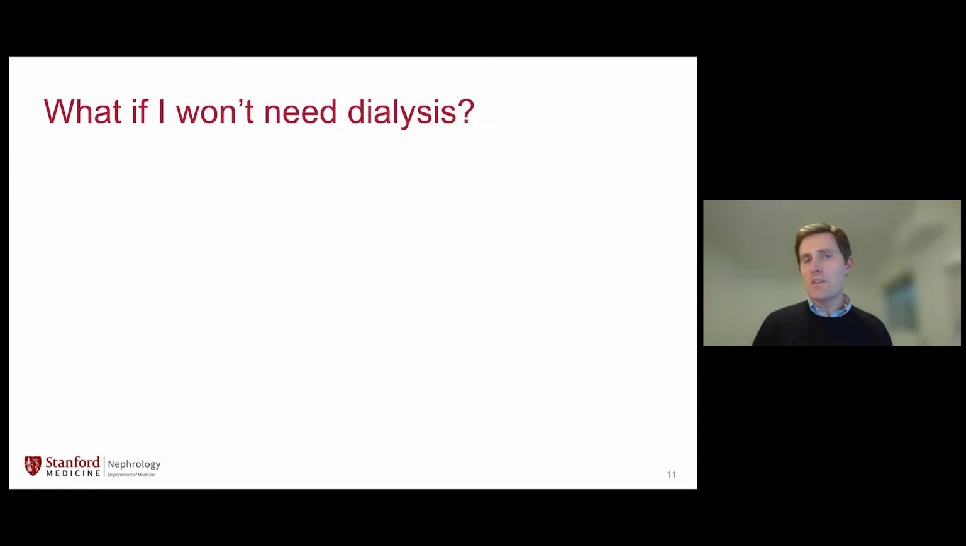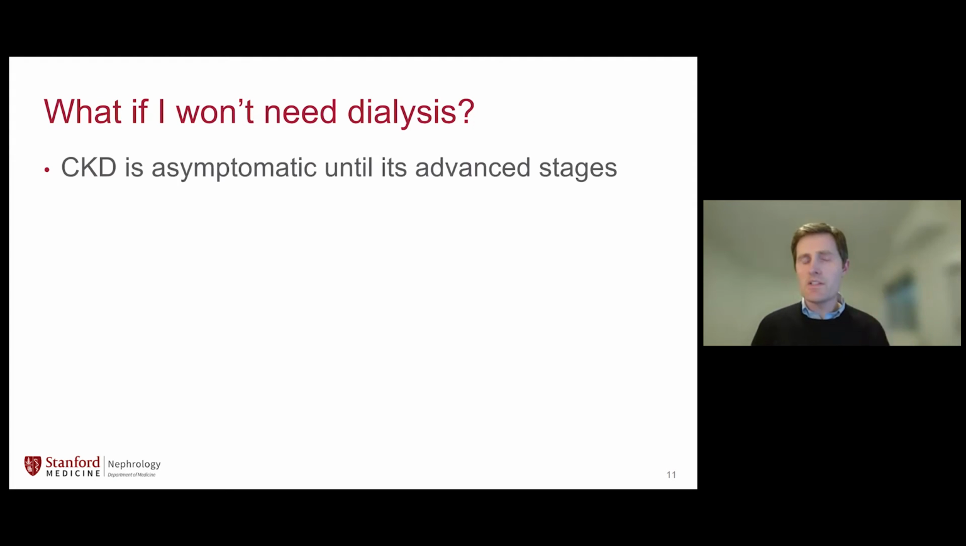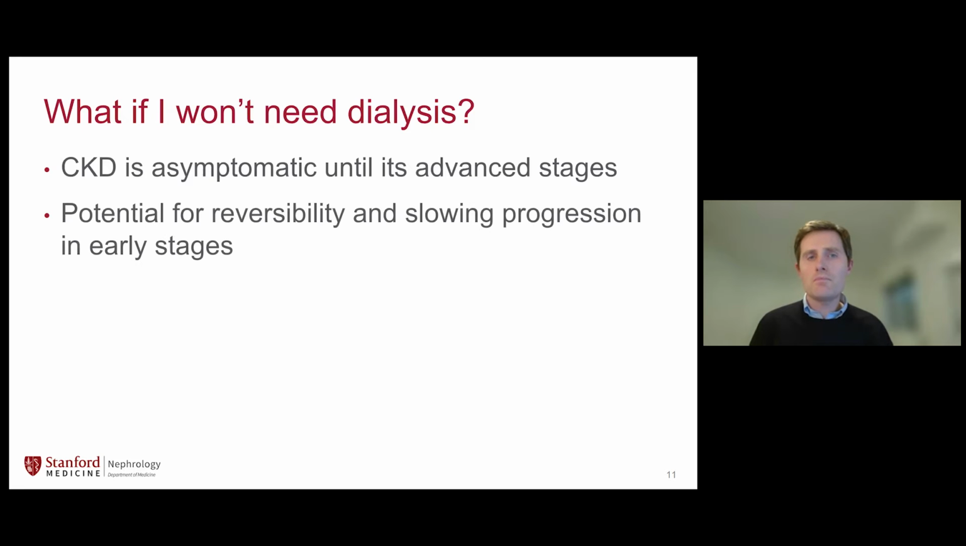So what if I won't need dialysis, which most people won't? You'll see from the numbers that many patients have chronic kidney disease, but the majority of them will not need dialysis. So CKD is asymptomatic until its advanced stages, as I mentioned. The potential for reversibility and slowing disease progression is highest in the early stages. So we want to see patients early on. We want to see patients when we have a chance to intervene and use medicines to actually affect the course of disease and preserve folks' kidney function for as long as we can.